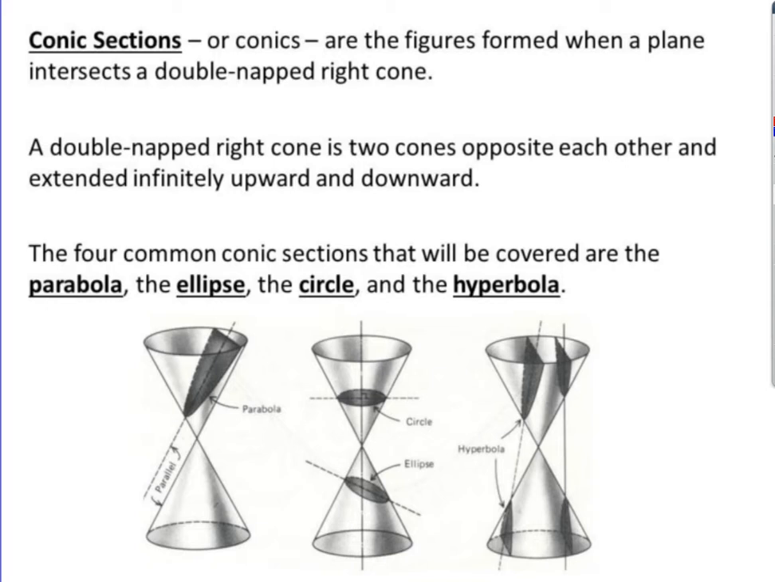If I cut it slanted, it's going to give me a parabola. If I cut it straight across horizontally, I'll get a circle. If I cut it horizontally at a little bit more of a slant, I'm going to get an ellipse. And if I cut it vertically, I'm going to get hyperbolas.